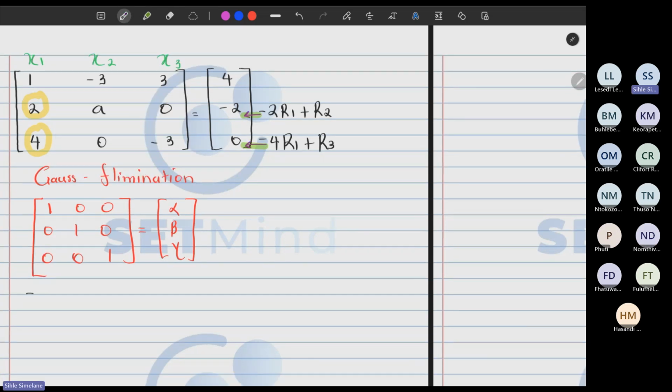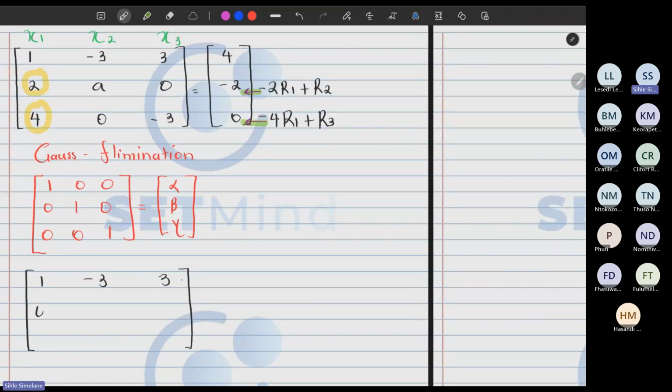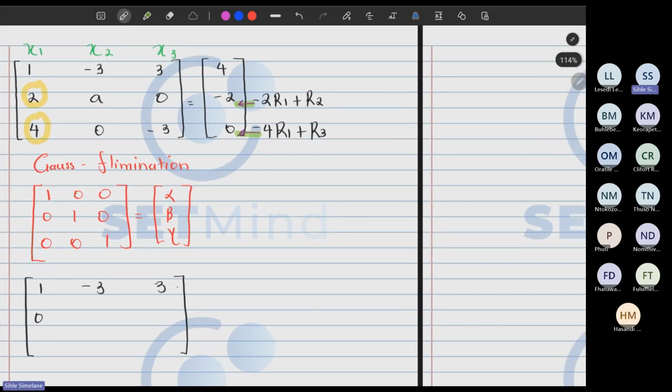So let's proceed and perform that operation. Row 1 remains untouched. And then row 2 will become 0. We set -2 times row 1 plus row 2. If you look carefully, -2 times -3 will be 6. So we have 6 plus A there. And we have -6 plus 0, which is -6.